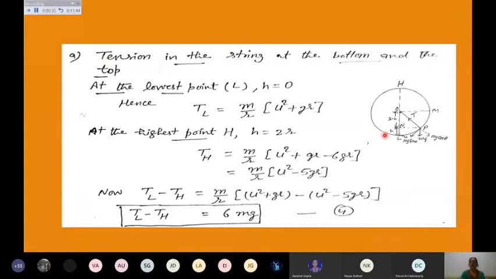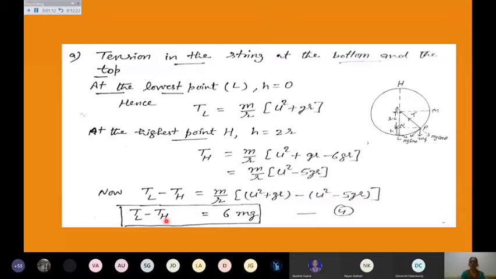And at the highest point, this h, the height, will become equal to twice the radius. So if you put twice the radius here, in place of minus 3gh, I'm putting h equals 2r, so I'm getting minus 3gr. This expression is the same, u square plus gr, of course with m upon r as the factor. So if you work it out, I'm getting the tension at the highest point as m upon r into u square minus 5gr.